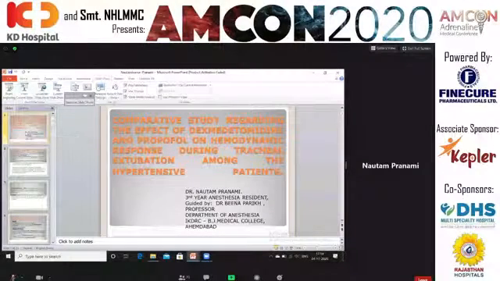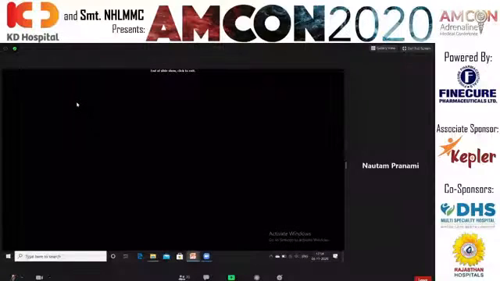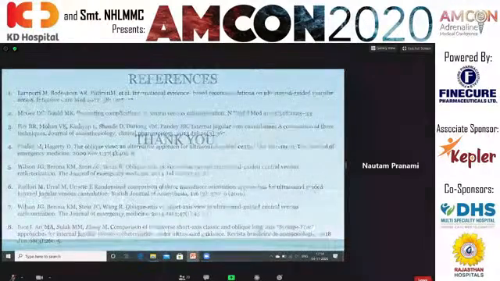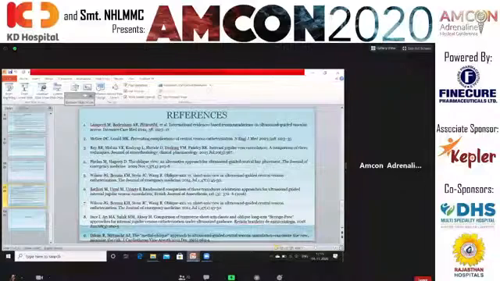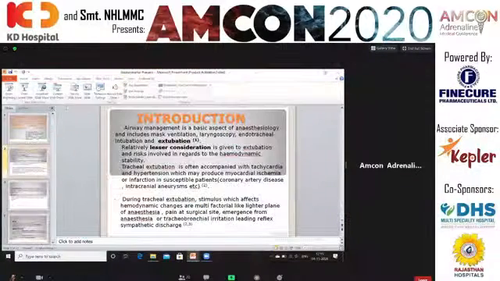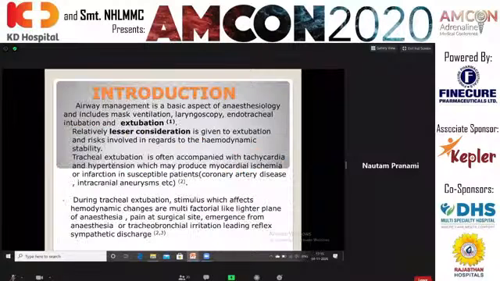Introduction: airway management is a basic aspect of anesthesiology, including ventilation, laryngoscopy, intubation, and extubation. Extubation gives less importance, though the risk involved is regarding hemodynamic stability. Often extubation is associated with tachycardia and hypertension, which may produce myocardial ischemia and infarction in susceptible patients.